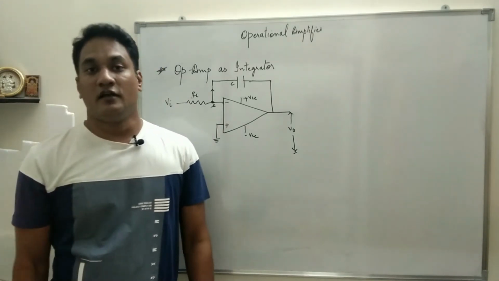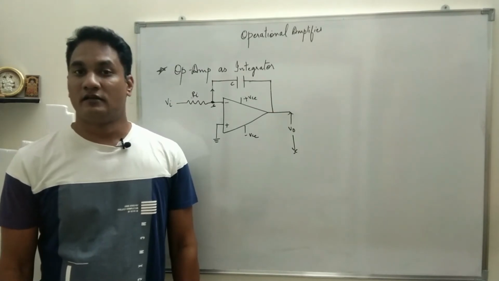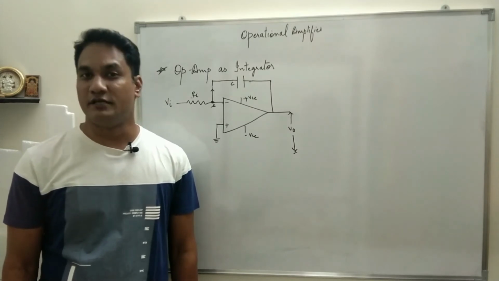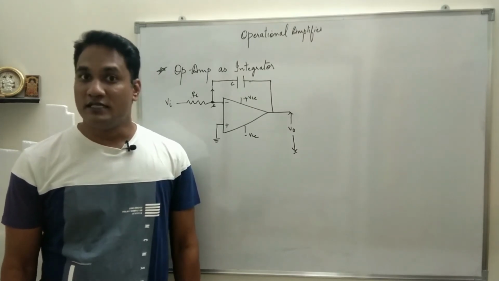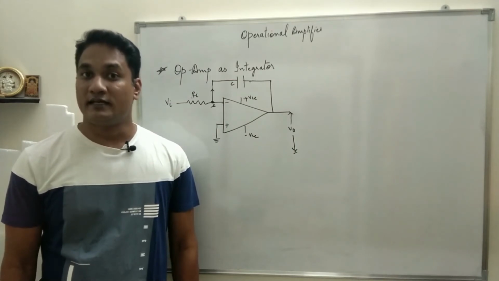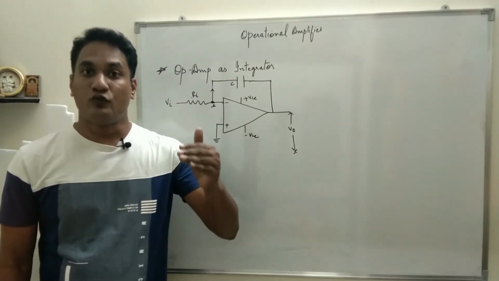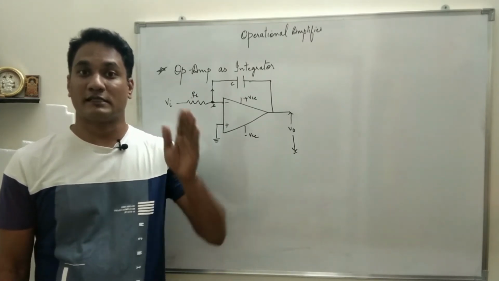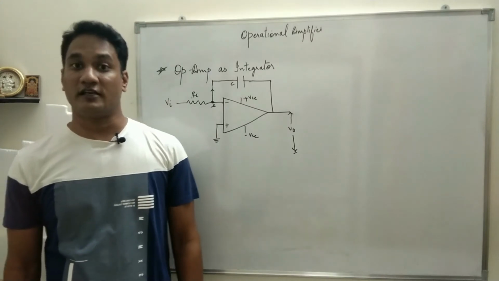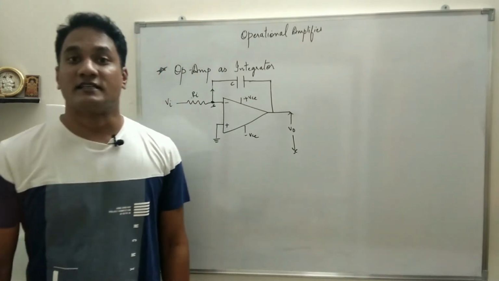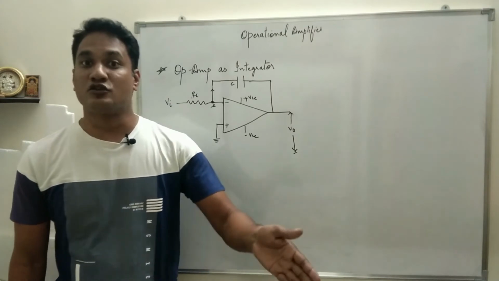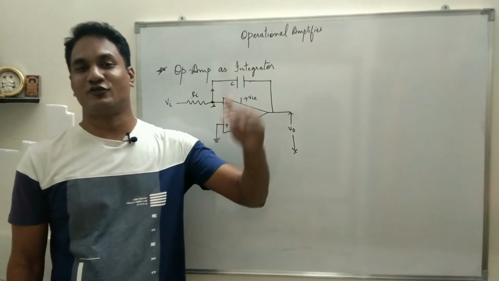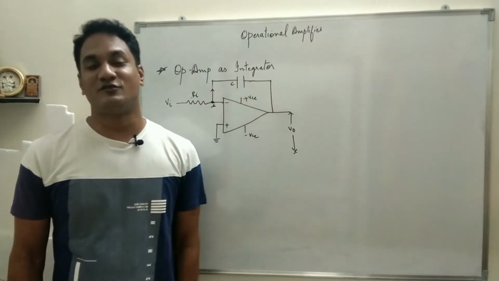Now please recall the ideal characteristics of an op amp. We said slew rate must be 0. What does that mean? What is slew rate? Slew rate is the rate at which the output reaches its final value as soon as the input is changed. The time the output takes to reach its final value after the input changes, we called slew rate, and we say ideally it should be 0. That means as soon as the input is applied, the output should reach its final value.